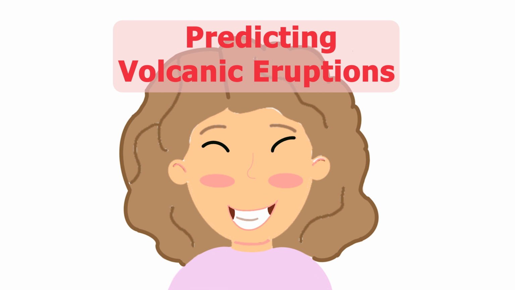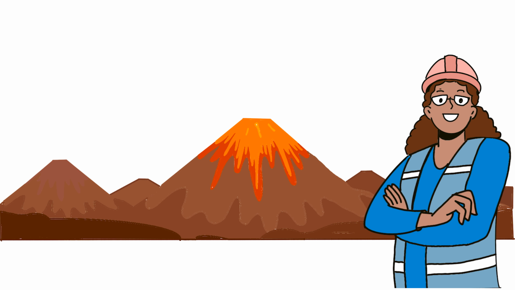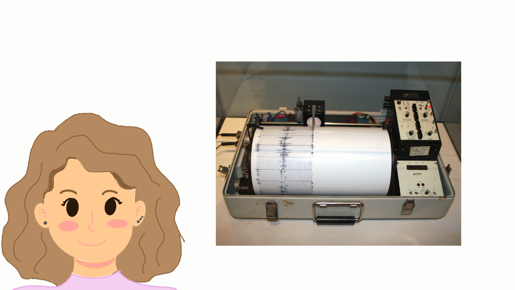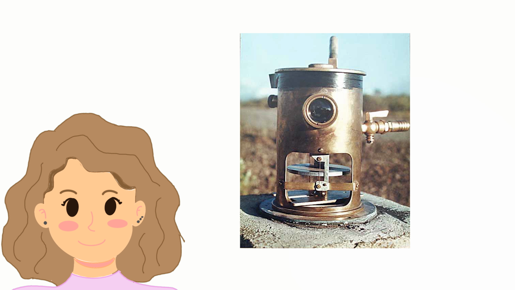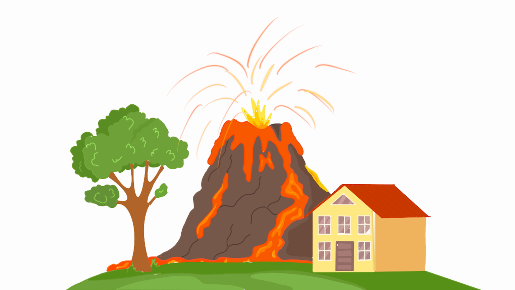Predicting eruptions is crucial for safety. Engineers and scientists use various devices to detect signs of impending eruption, such as seismometers, which detect earthquakes, tiltmeters, which measure change in the volcano's shape, and gas monitors, which analyze escaping gas. These instruments help provide warnings and enable evacuations, reducing the impact of volcanic disasters.